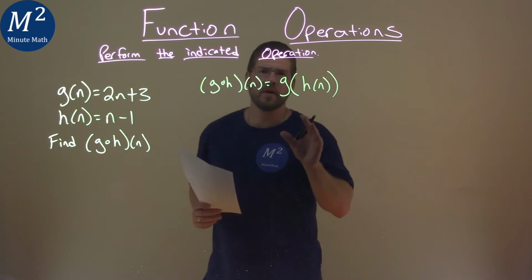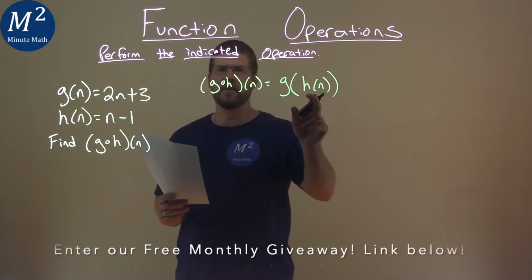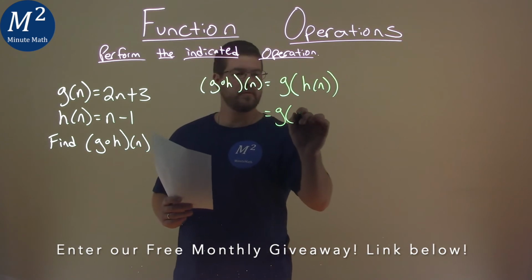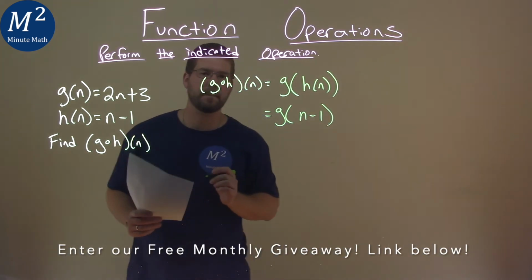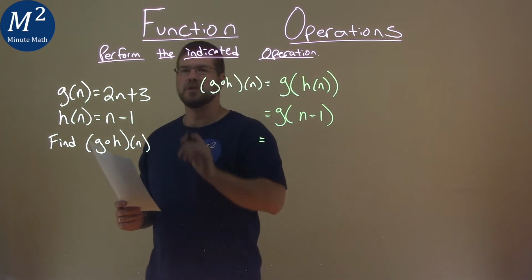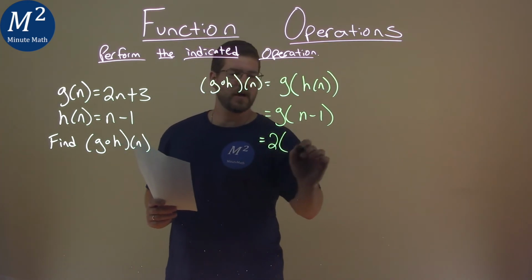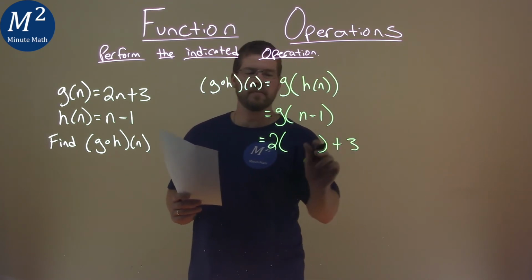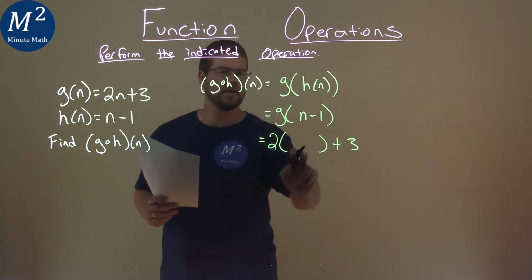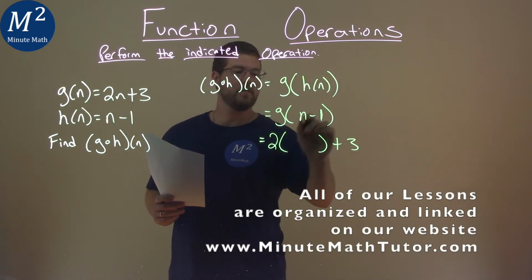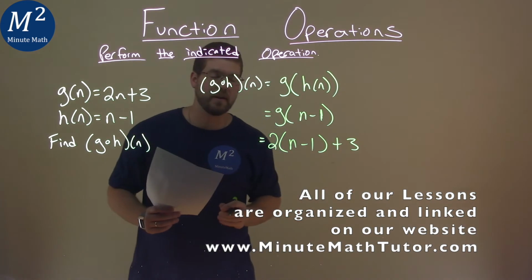So now we need to plug in h of n. h of n we know is n minus 1. So we have g of n minus 1. And now we're going to take that n minus 1 and plug it into our function g. So g is 2 times n, I'll put parentheses here around it, then plus 3. We can see that right here. But instead of n, we're putting our h of n, which is n minus 1 here.